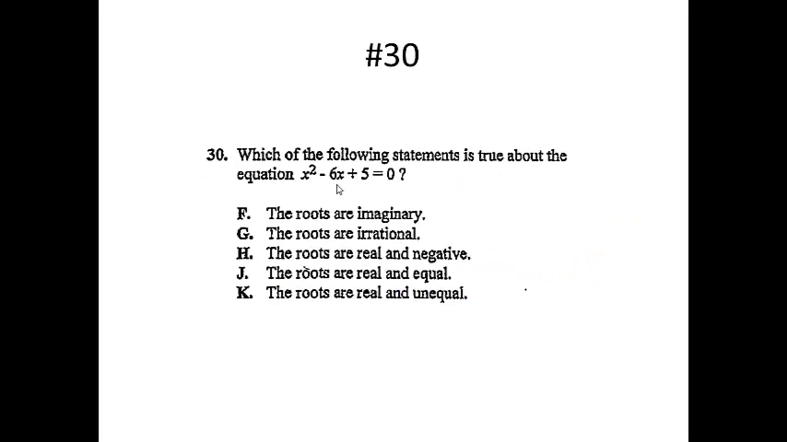Alrighty, number 30. Which of the following statements is true about the equation x squared minus 6x plus 5 is equal to 0? Then it gives me the roots are imaginary, the roots are irrational, the roots are real and negative, the roots are real and equal, the roots are real and unequal. So they keep talking about the word roots. Well, hopefully you remember that roots are just zeros of a function. It's just where the function is hitting the x-axis. So I'm looking for the x-intercepts.